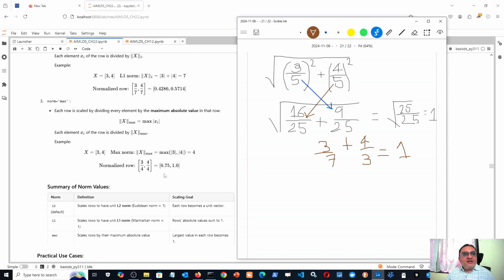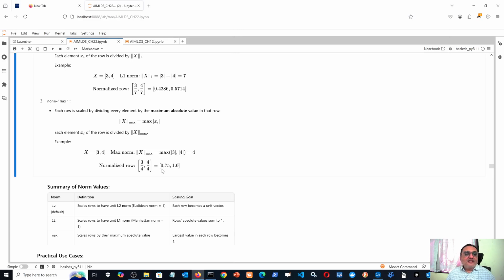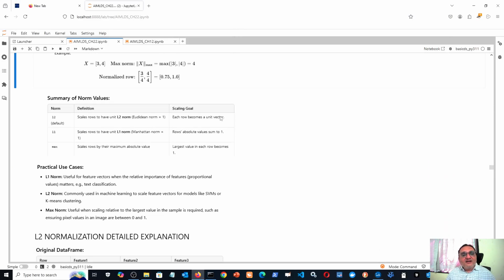The largest value in each row becomes 1. So that is why here it is 3 and 4. They were the values. When I applied max normalization, what was the largest value? Originally 4. That has now changed to 1. Okay. So that is the goal.